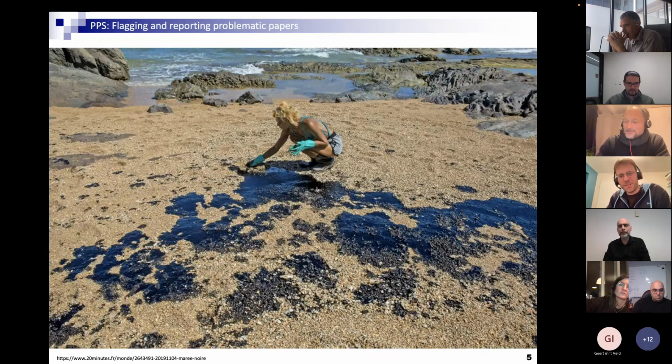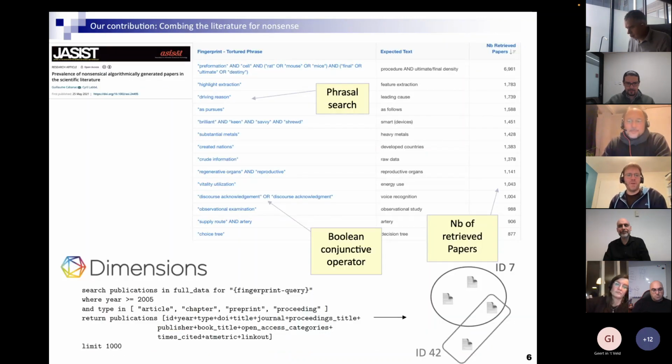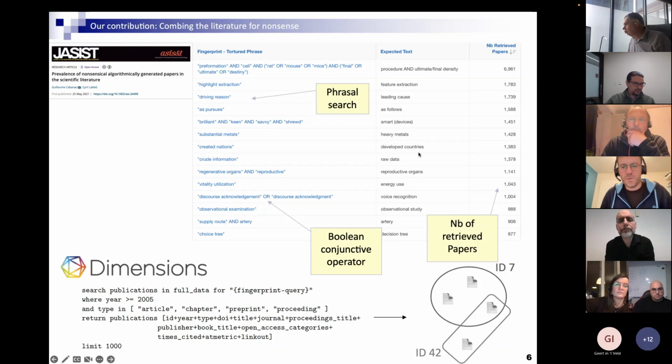Yeah, we see the field of science as a beach, and we want to eliminate this pollution. So we want to depollute the scientific literature. And our method is really basic. There is no rocket science here. We described it in this JASIST paper. It is based on fingerprints because we use the crime scene metaphor. In a paper, you can find such tortured phrases, and we view them as fingerprints, and we instruct our informant, the Problematic Paper Screener, to find these fingerprints in the literature. So for instance, here, instead of "created nations", we should have seen developed countries, you see.